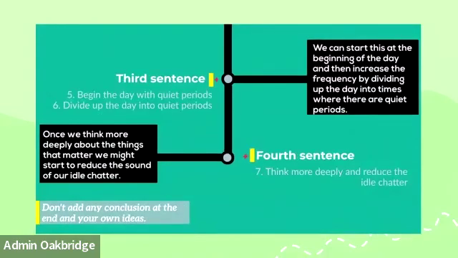Next one, moving on. You can continue with the next content points. Content points number 5 and 6, you can say we can start this at the beginning of the day and then increase the frequency by dividing up the day into times where there are quiet periods. And then the last one, once we think more deeply about the things that matter, we might start to reduce the sound of our adult chatter.